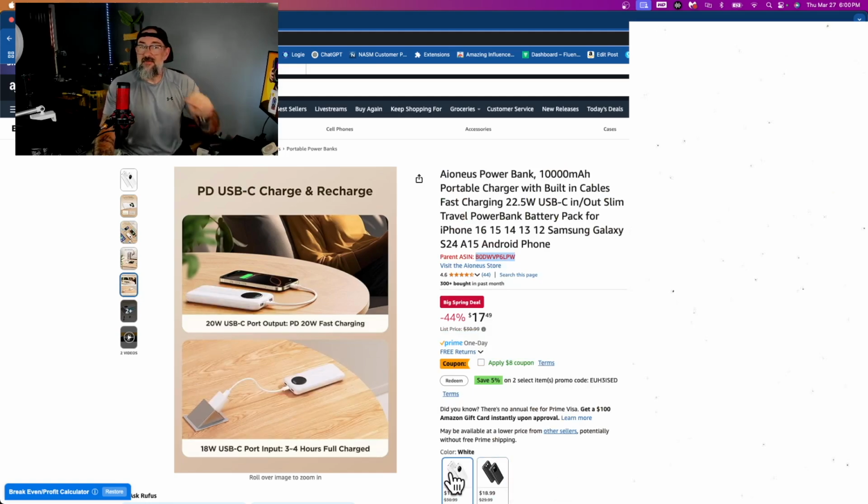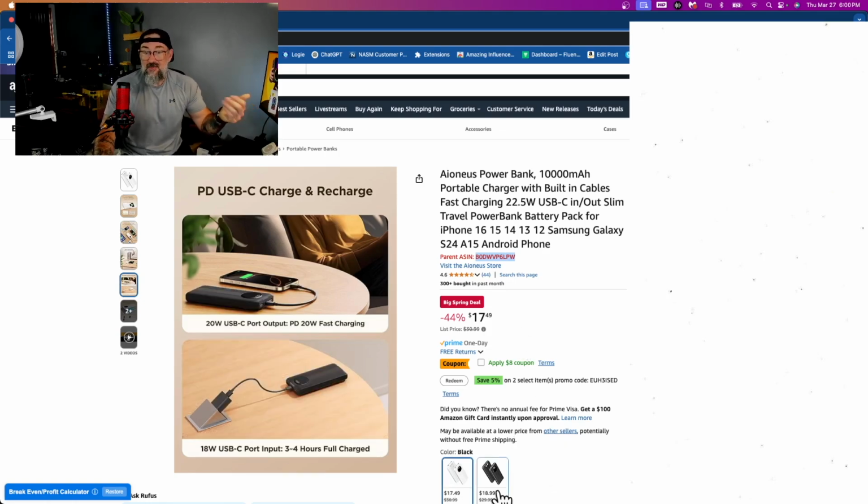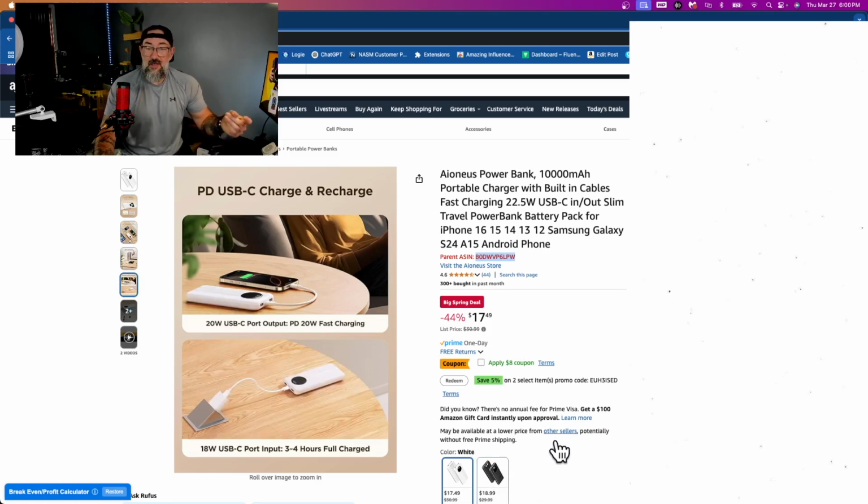But sometimes variations go out of stock, right? And so what would happen in this particular case is if the white one went out of stock and this was the only one I tagged, the listing would still be live. This one would still be here. And unless Amazon, out of the goodness of their heart, had automatically added me to that other carousel, I'm probably going to lose all sales for this, even though the listing is technically still active.